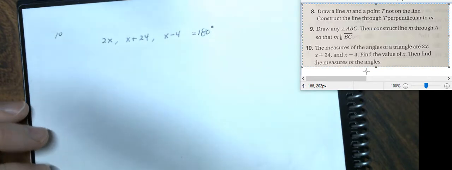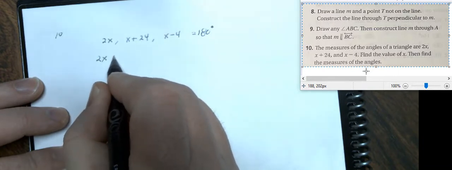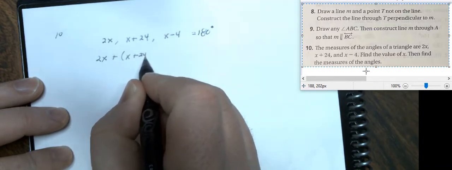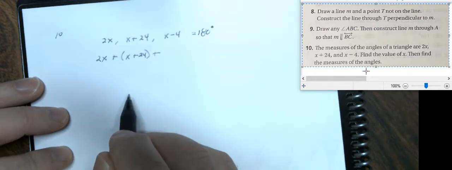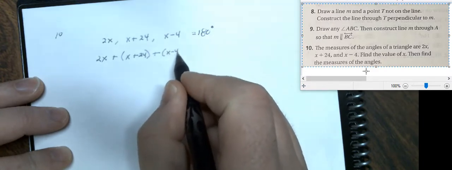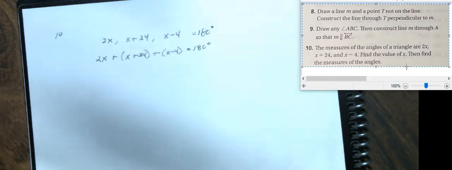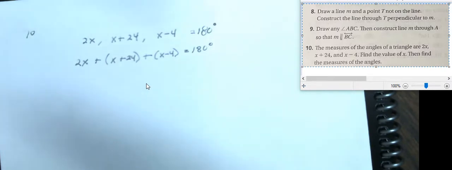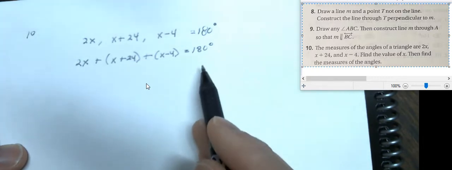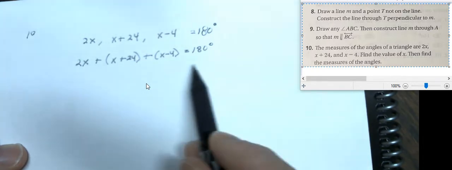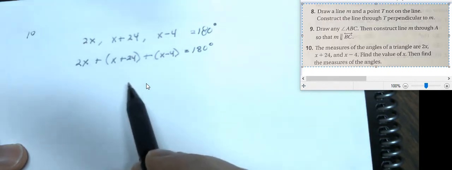Alright, the way we can do this is as follows. Basically we can just take the same deal, 2x plus x plus 24, just to separate it out so you can see it better, plus x minus 4 equals 180. So essentially what we're saying is we're taking these 3 values provided, and we're going to add them all up together to equal 180. And that's technically our algebra problem right there in order to find x. So let's go ahead and work this out.